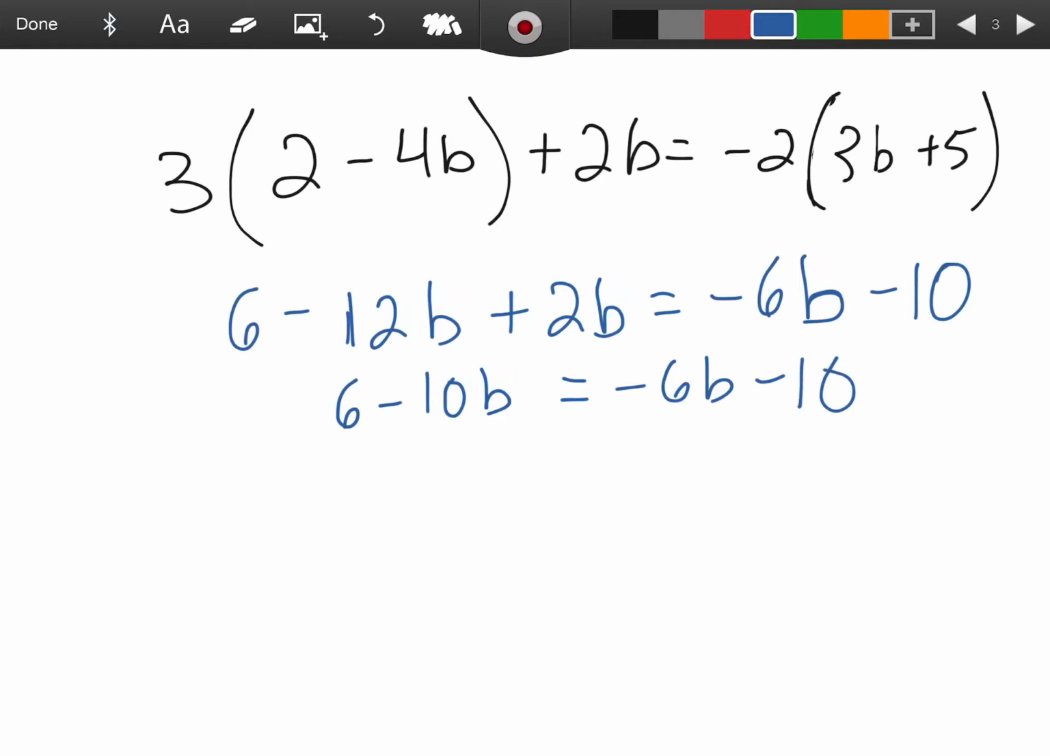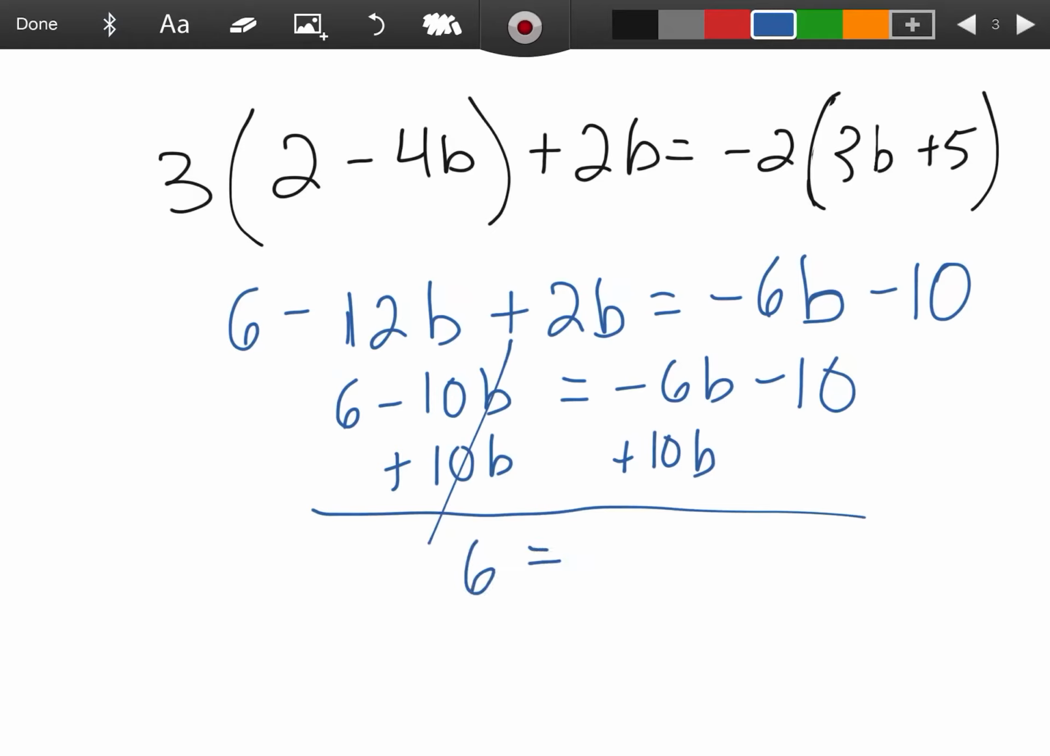So I'm going to add 10b to both sides. You could have added 6b to both sides as well. Okay, it's really up to you, whichever one you prefer. We're just trying to eliminate it from one side. I chose to eliminate it from the left. So that cancels. I'm left with 6 equals 4b minus 10.